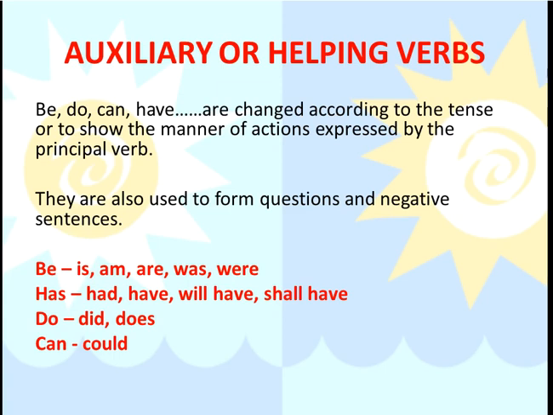Auxiliary verb be may be used as is, am, are, was and were. Auxiliary verb have may be used as had, have, will have and shall have. Auxiliary verb do may be used as did or does. Auxiliary verb can may be used as could.